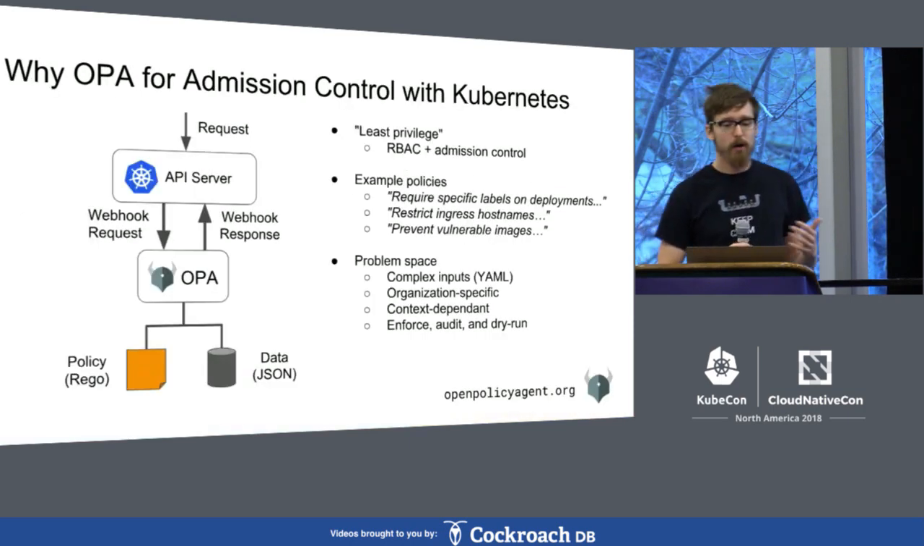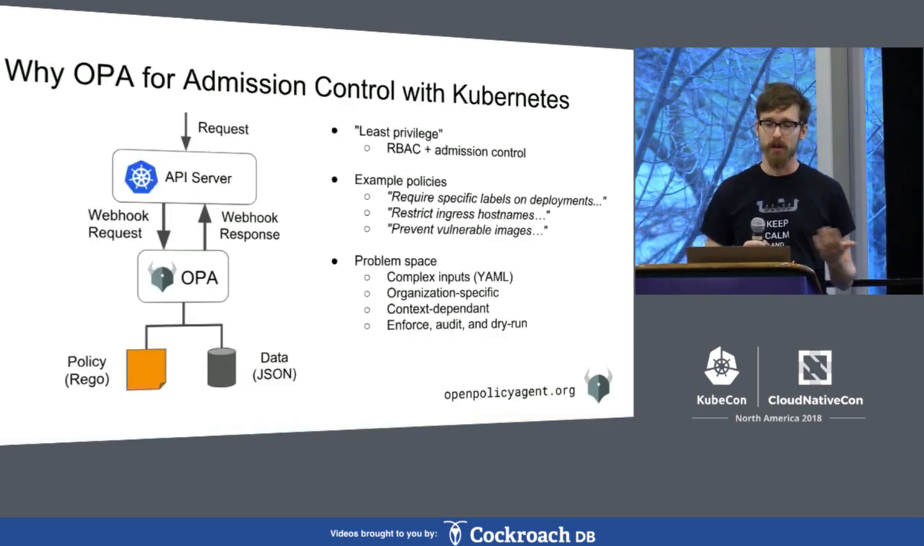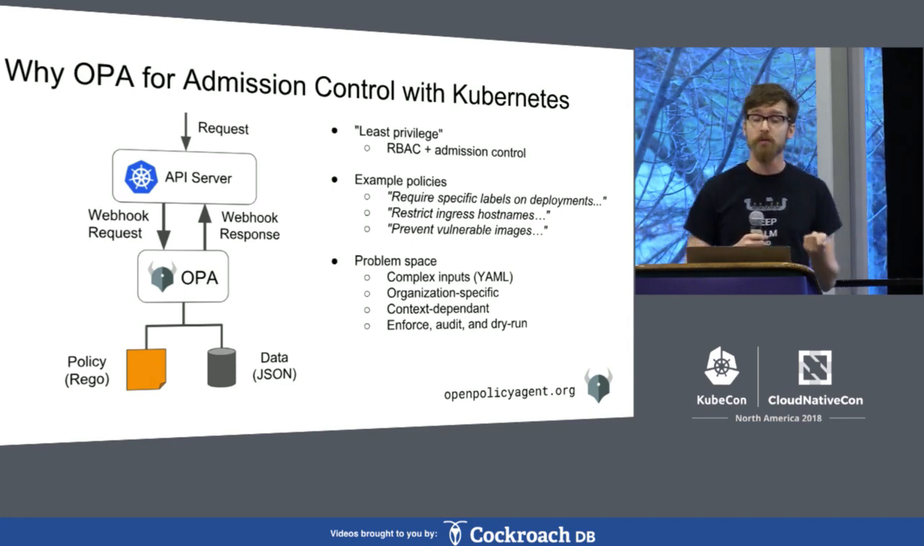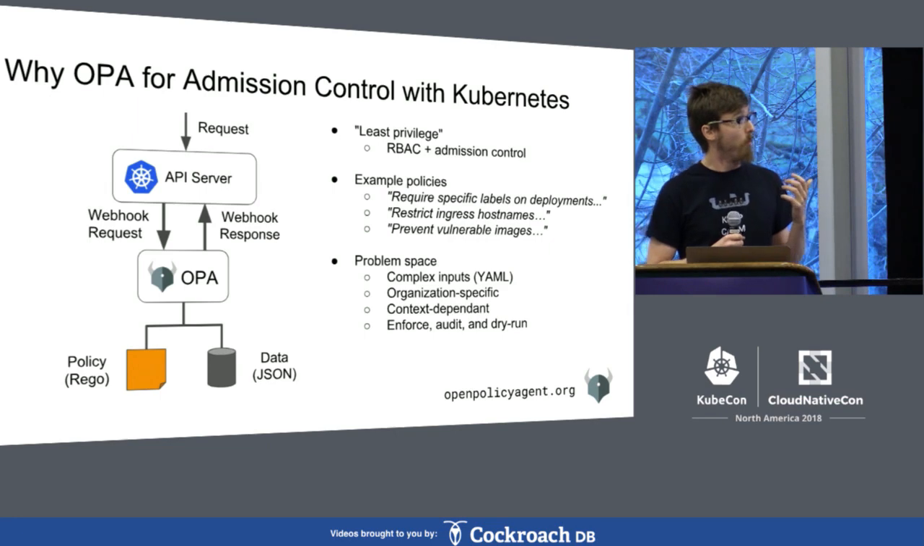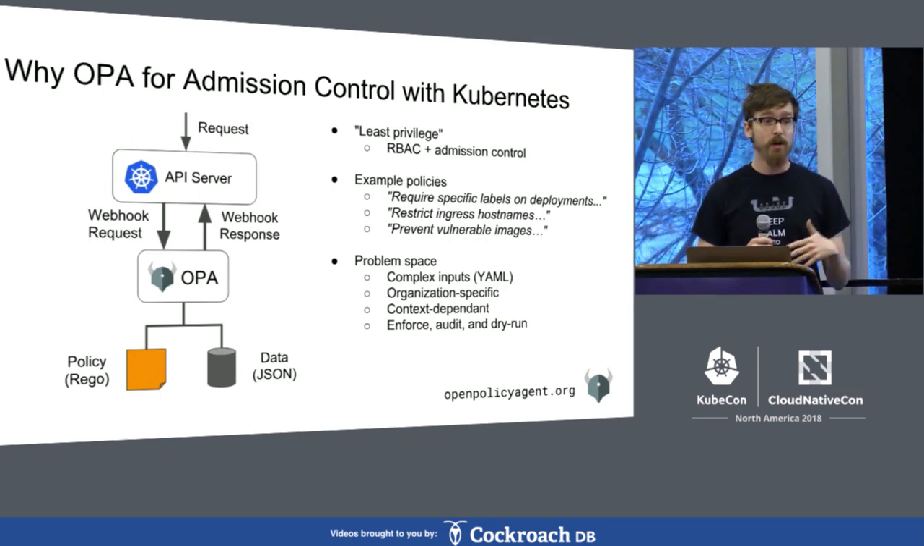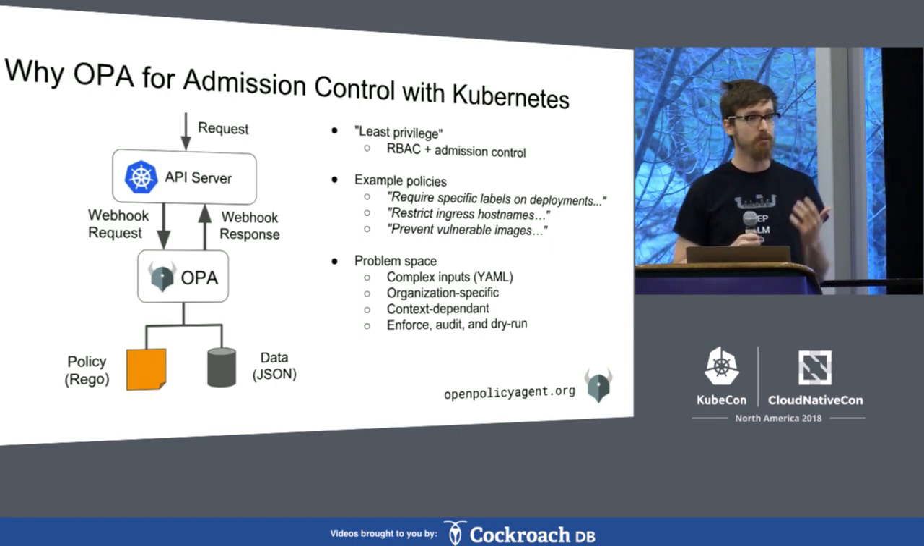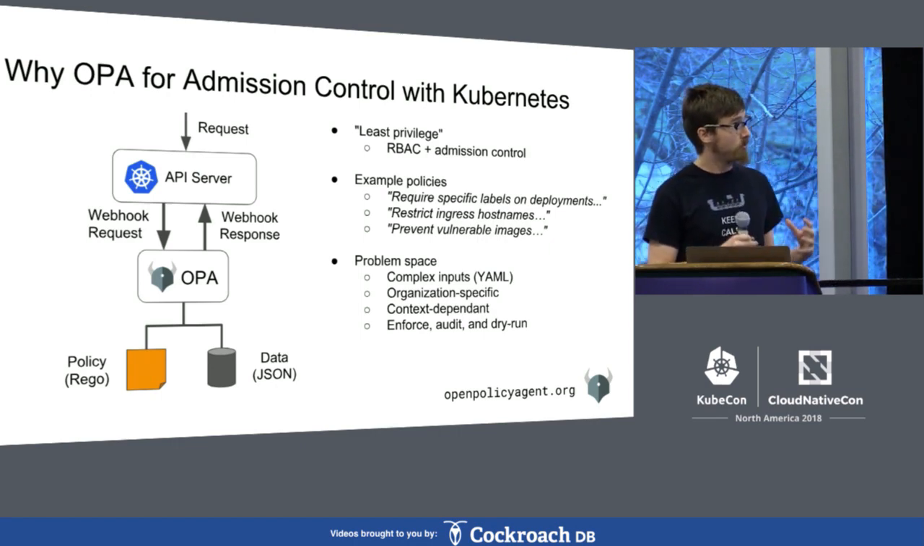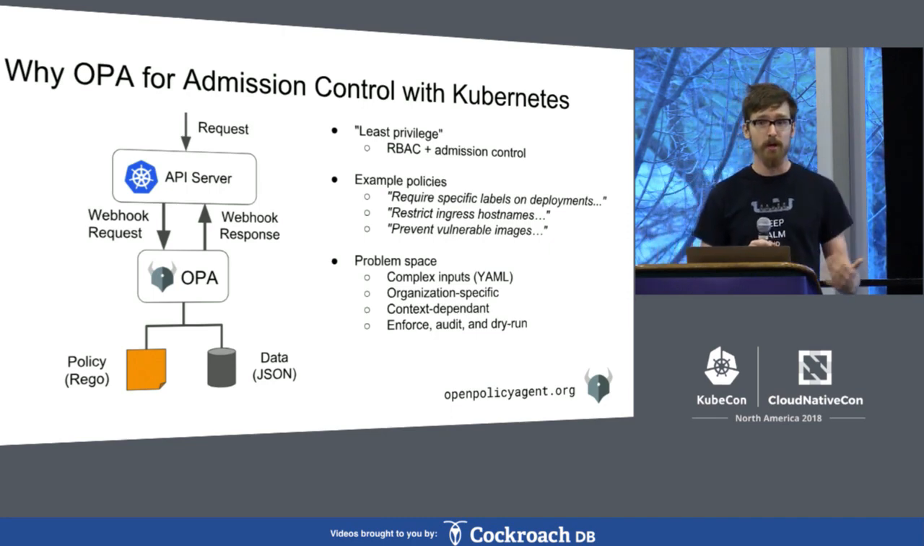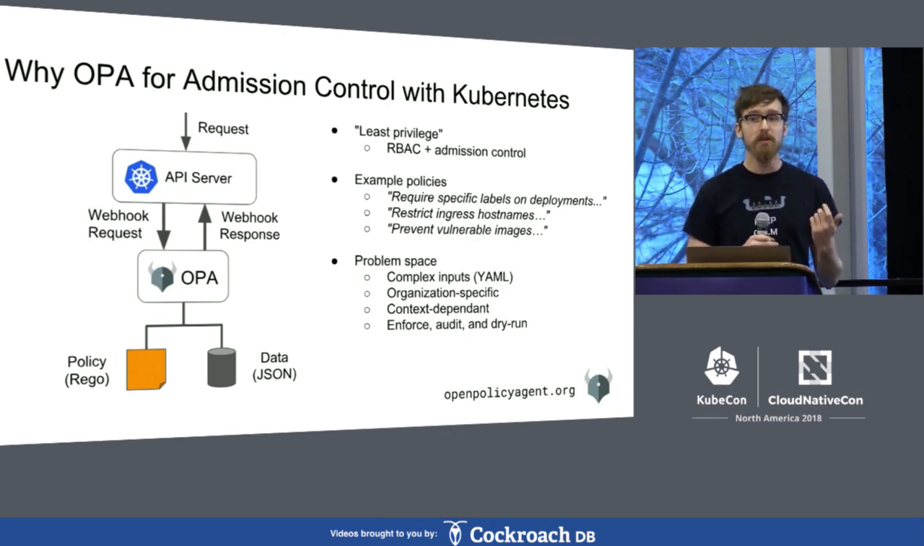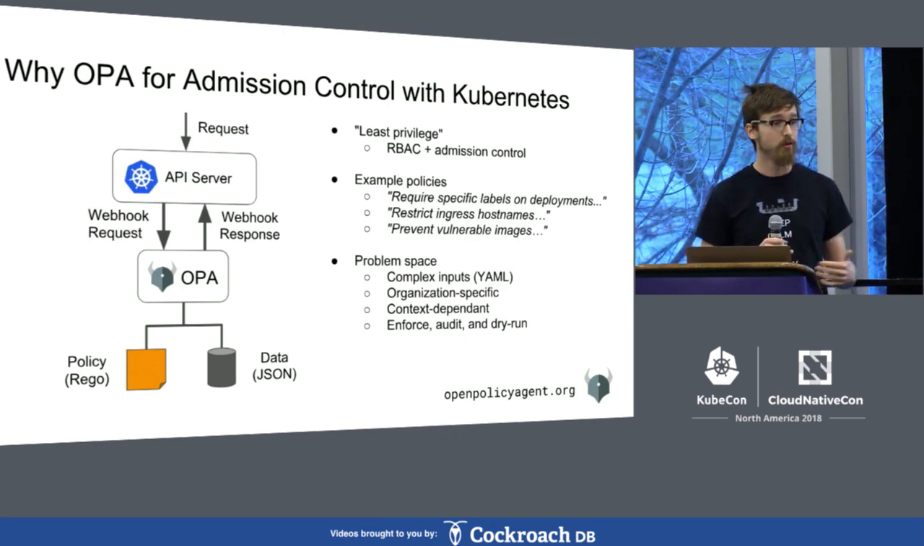So why are people using OPA for admission control in Kubernetes? I think that there are a bunch of reasons why people are doing this, but one of the reasons is that as Kubernetes has matured and as more and more enterprises have put it into production, they've realized that in order to get to this idea of least privilege, in order to restrict the access that people have for security and multi-tenancy and risk management, you need to have a combination of role-based access control, or RBAC, and admission control.